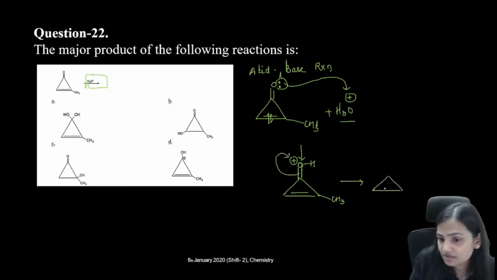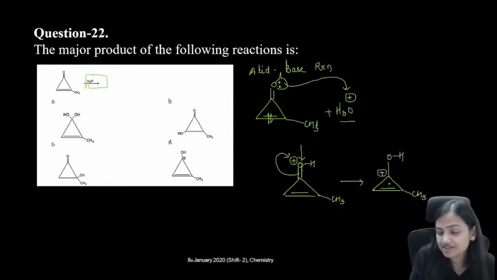Since we will try to stabilize it, this will result in the formation of OH, and this will be a positive charge. Is this a stable carbocation? Absolutely. There are 2 reasons to stabilize this. Why? The answer is option number D. How is this very, very stable?